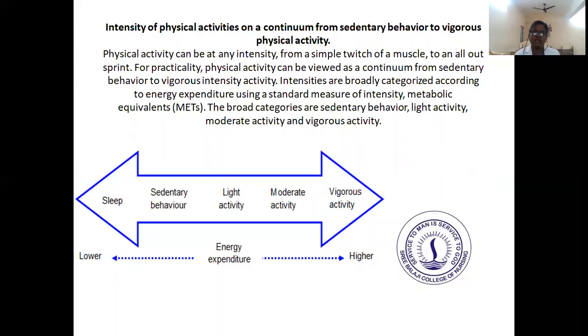Physical activity can be at any intensity, from a simple twitch of muscle to an all-out sprint. Practically, physical activity can be viewed as a continuum, from sedentary behavior to vigorous intensity activity. The broad categories are sedentary behavior, light activity, moderate activity, and vigorous activity.